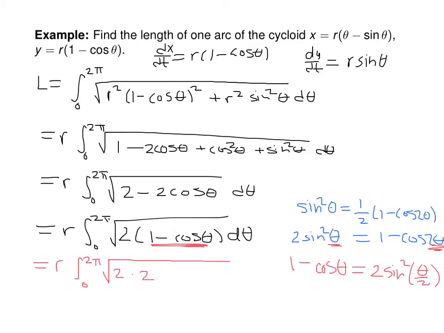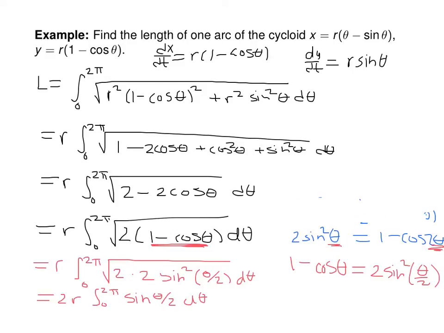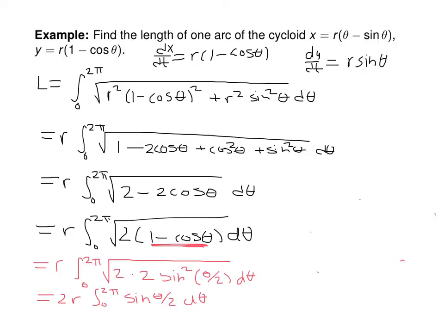2 times 2 sine squared theta over 2 d theta. So that's 2r times the integral from 0 to 2 pi of just sine of theta over 2 d theta. And now it's something that you can actually integrate. I mean, that trigonometric manipulation is pretty darn tricky, and it's hard, unless you've done a lot of that recently, to catch all those tricks and to see every single little thing you can switch. But now we can integrate this.